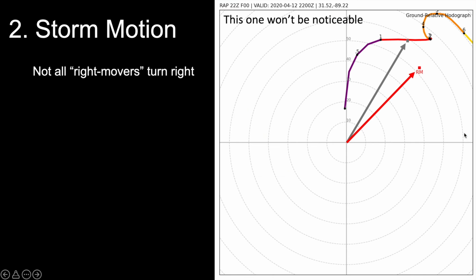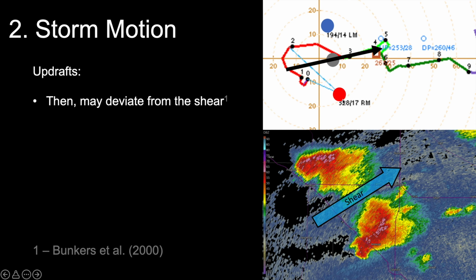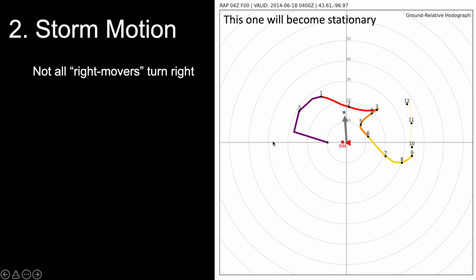And so what we need to remember is that not all of these right movers actually turn right. This term is kind of a misnomer, but we need to remember that it turns right with respect to the shear vector, not with respect to the ground. So in this case, especially in the southeast, where you have a lot faster storm motions, you end up still having a deviation, but it's just not going to be very noticeable because you only change trajectory by a few degrees.